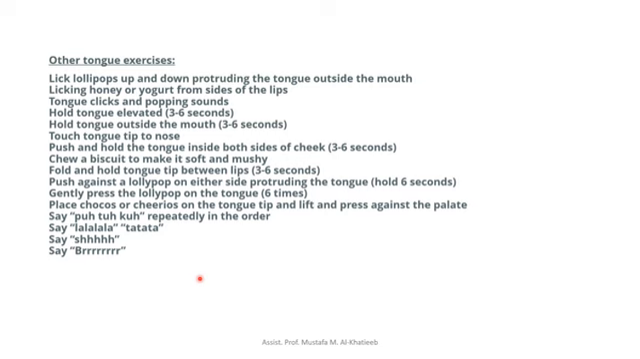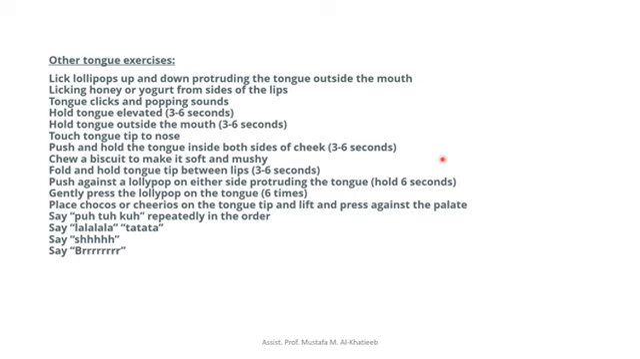Other tongue exercises: lick a lollipop up and down, protruding the tongue outside the mouth. Licking honey or yogurt from the sides of the lips. Tongue clicks and popping sounds, holding tongue elevated 3 to 6 seconds. Hold tongue outside the mouth for 3 to 6 seconds. Touch tongue tip to the nose. Push and hold the tongue inside both sides of the cheek for 3 to 6 seconds.